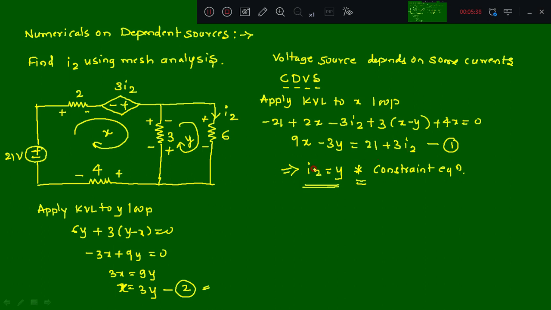Now this constraint equation and equation number 2 have to be substituted in equation number 1. So in this constraint equation, where I2 is there, you replace it with y. Where x is there, you replace it with what?